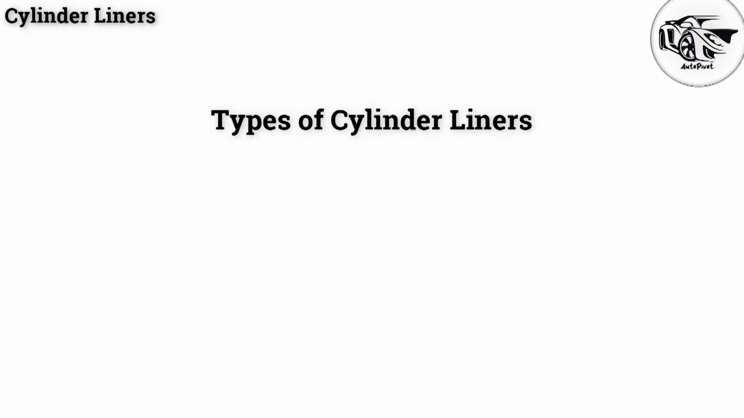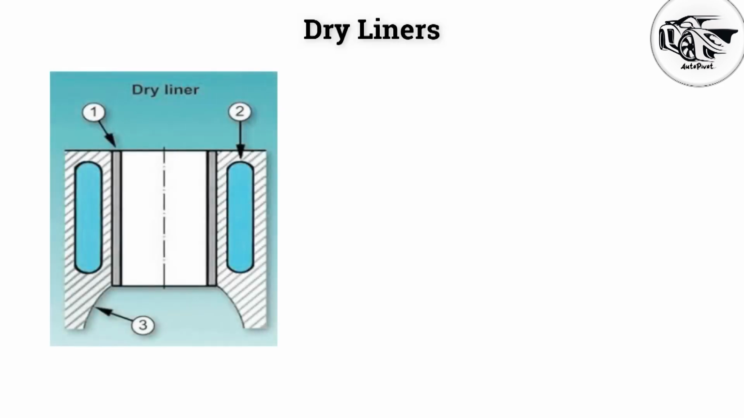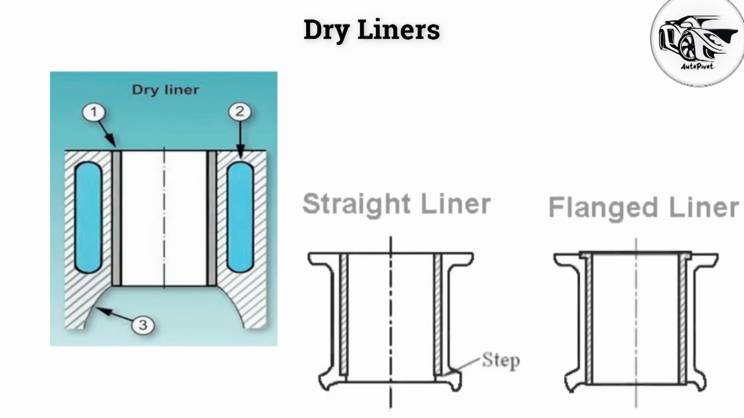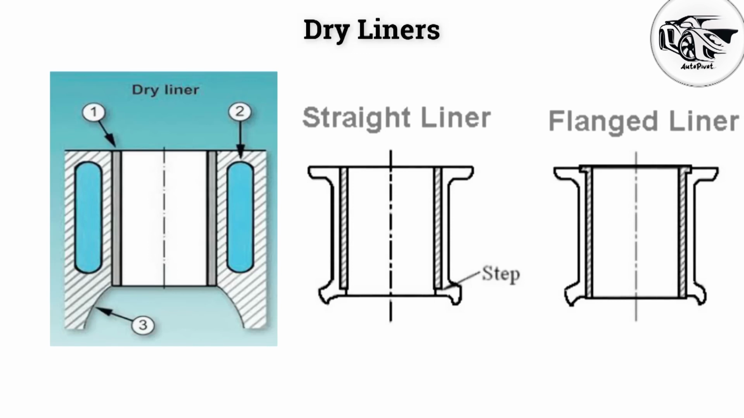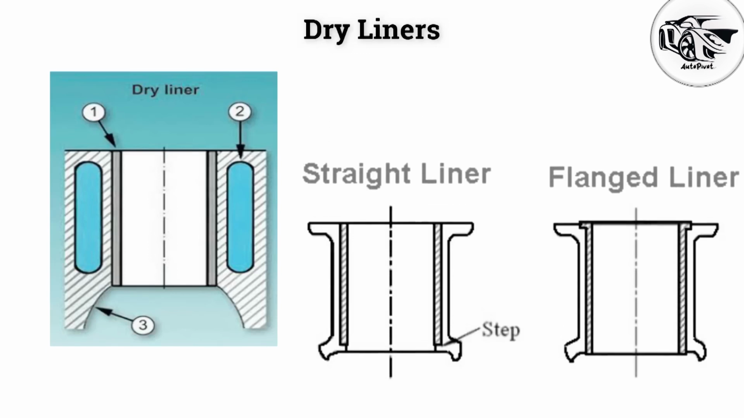There are two types of cylinder liners available. They are dry liners and wet liners. Dry liner is made in the shape of a barrel with a flange at the top, which keeps it in position. The entire outer surface bears against the cylinder block casting, and hence, these are machined accurately at both outer and inner faces.